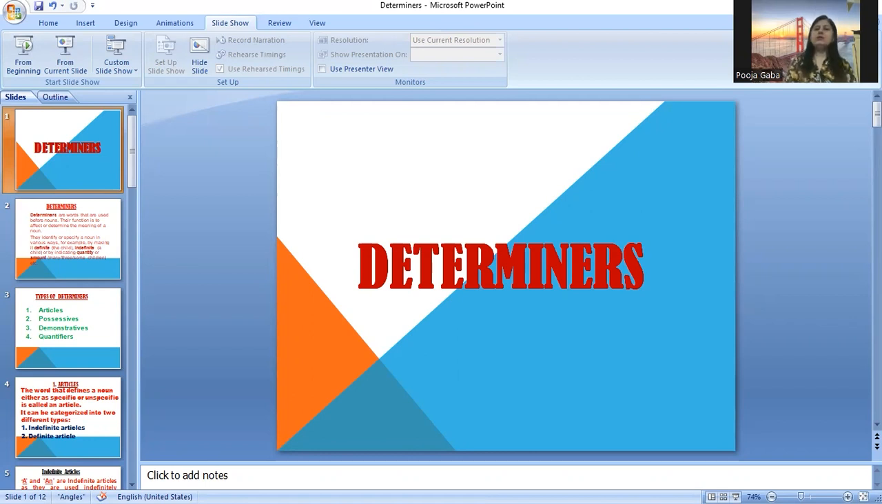For example, if I'm using the noun girl, there are certain words that we can use before girl. For example, a girl, any girl, some girls, the girl, that girl, like that. In the same way, if I'm using another example, children is the noun, and there are certain words which we can use before children. For example, the children, those children, some children, many children, etc.